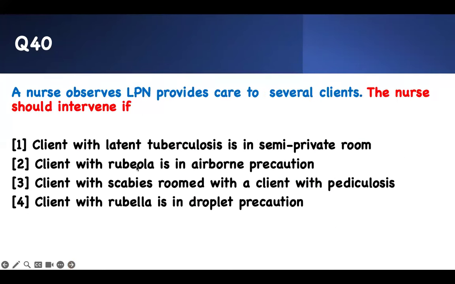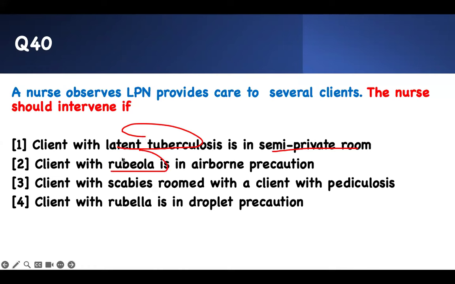Few more questions. And let's observe the LPN provide care to a client. The nurse should intervene if what? Latent TB is in a semi-private room. Latent TB means PPD positive. You can be in a semi-private room or you can be co-ordered. Semi-private means co-ordered. There's somebody there.